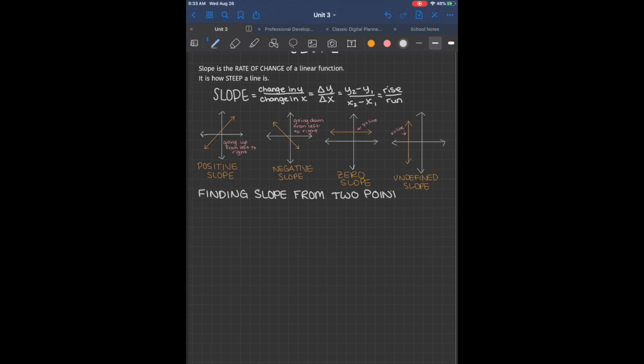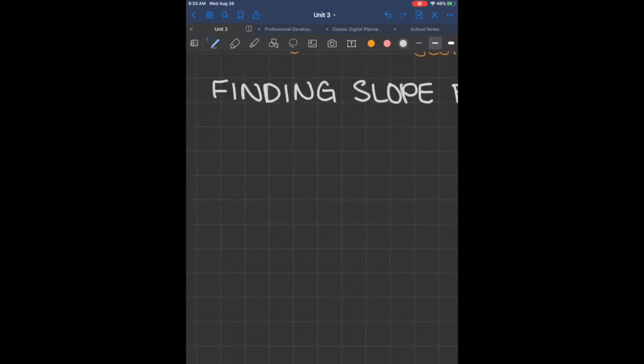Now we're going to find the slope from 2 points. So it'll be in a question that says, what is the slope between, and then it'll give you 2 coordinates.